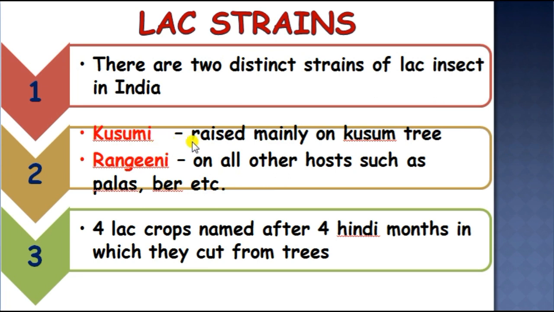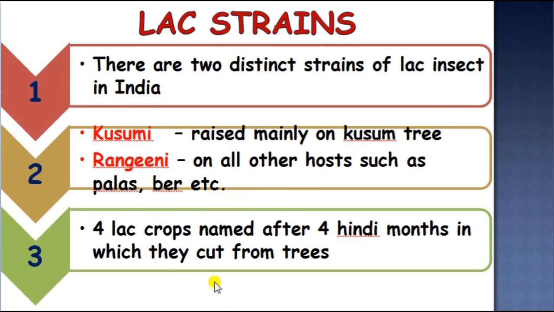Kusmi strains are raised mainly on the kusum trees. The Rangini strain will grow on all other trees except the kusum tree. We can remember it like this: Kush means the one who is happy. The one who is having less, that is only the kusum tree, is happy. So the Kusmi strain is happy with the kusum tree alone. But Rangini has all other hosts like Palas, Ber and all the hosts we are talking about. But kusum trees will not come in all other hosts.